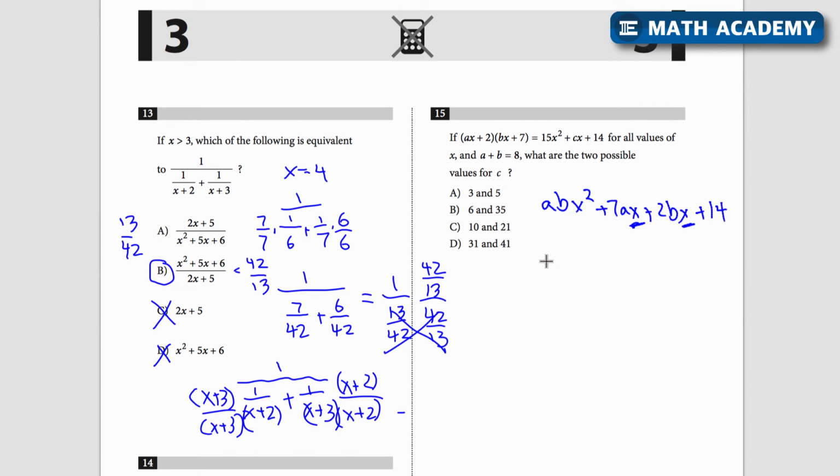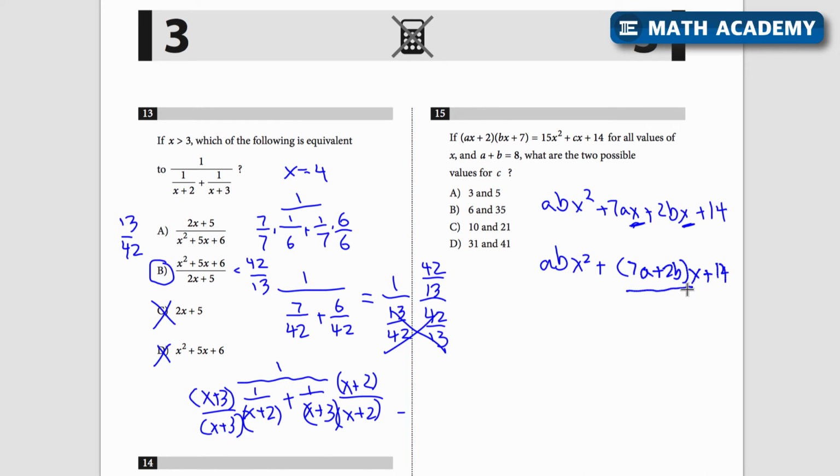Well, let's rewrite all this first. We have abx squared plus how many x's? If I factor out an x from here, I have 7a plus 2b. Let me make a little more room here. So I have 7a plus 2b x's. Okay, I have 7a times x and plus 2b times x. Altogether, I have 7a plus 2b x's. And I have the 14 here.